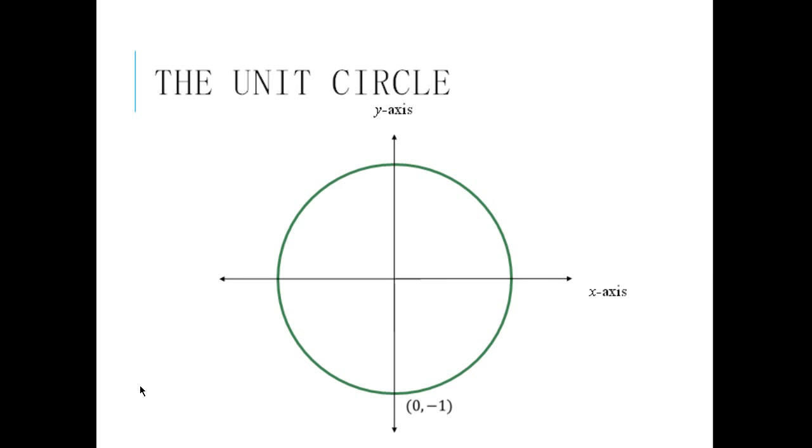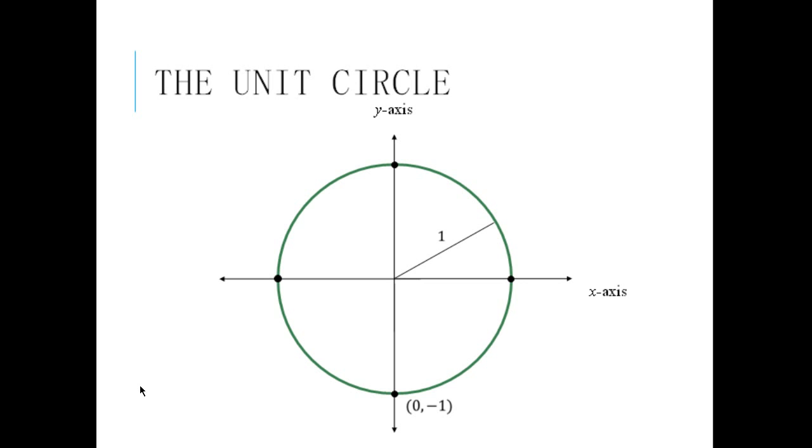Now for the reason that we call it the unit circle. The unit refers to the radius of the circle. In order to make the math as simple as possible, we're going to make the radius of our circle 1 unit. Because the radius of the circle is 1 unit, we can find these 4 points very easily.